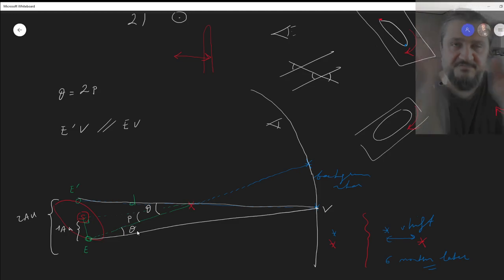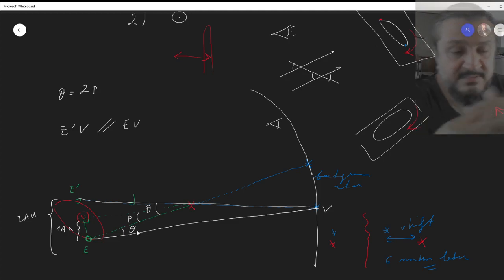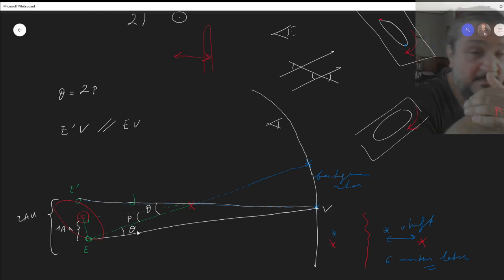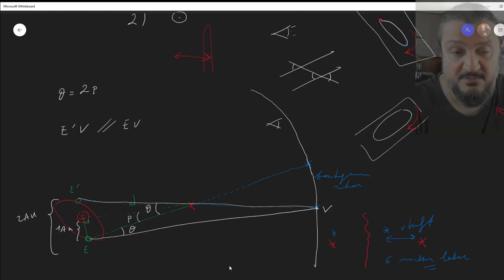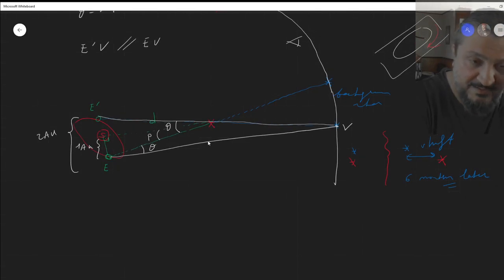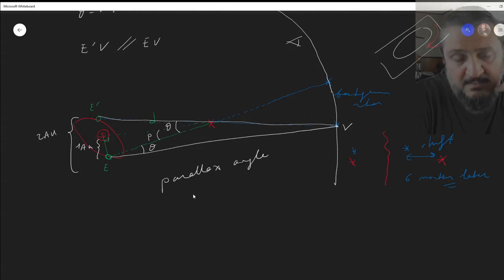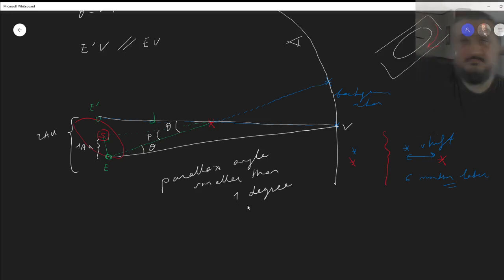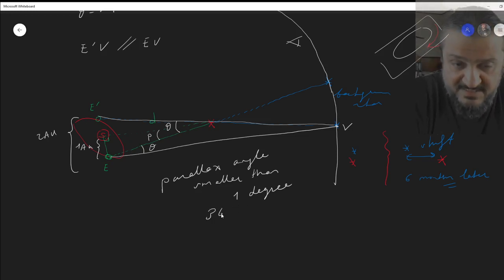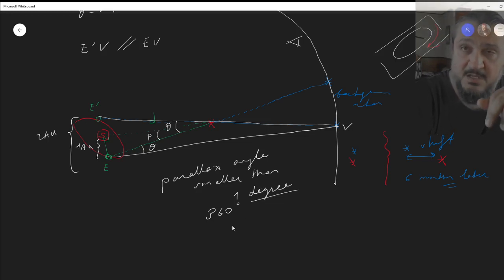You just measure the shift. That will be a very small shift, smaller than a degree. The shift, or the parallax angle, is smaller than 1 degree. How many degrees are there in one cycle? There are 360 degrees. You take each degree and divide by 60, so 1/60th of a degree would be 1 arc minute.